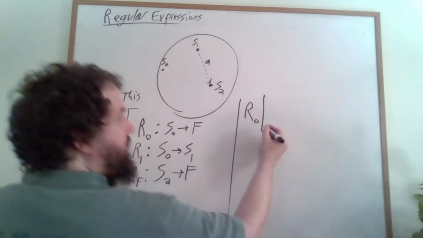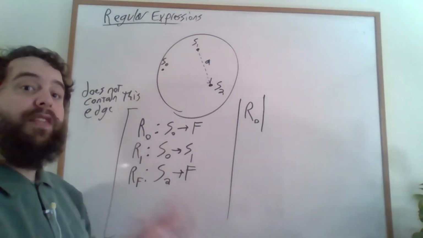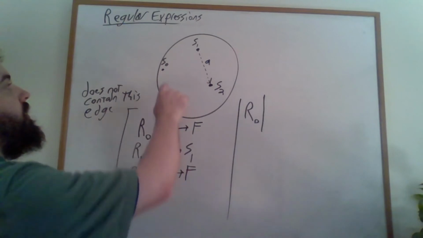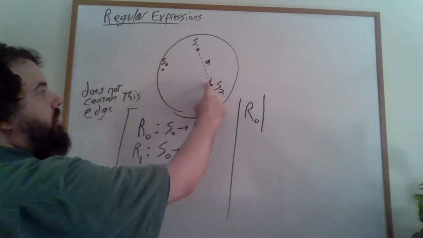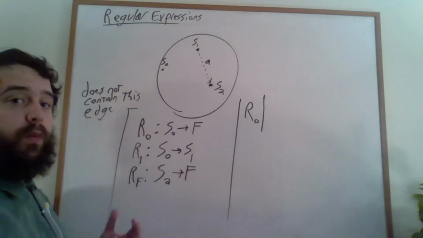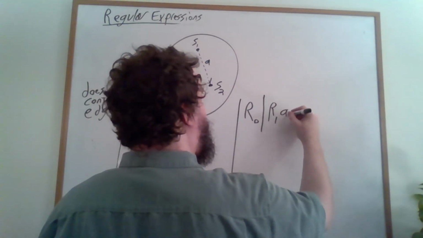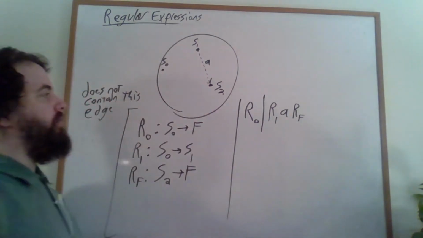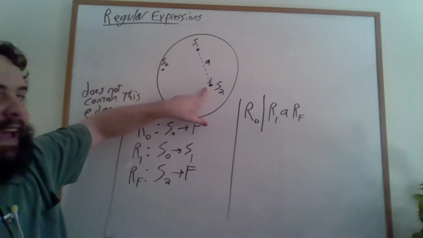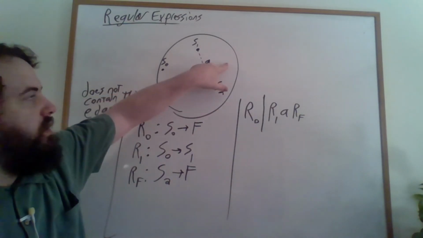It could also be the case, so we want to union these languages together, we want to consider this as another possibility. It could also be the case that we pass through this edge exactly once, going from S0 to S1, and then along the edge, and then from S2 to a final state. This is going to correspond to a word which satisfies the regular expression R1 A RF. Right? Some path from S0 to S1, it's going to take A from S1 to S2, and then it's going to take RF from S2 to a final state.